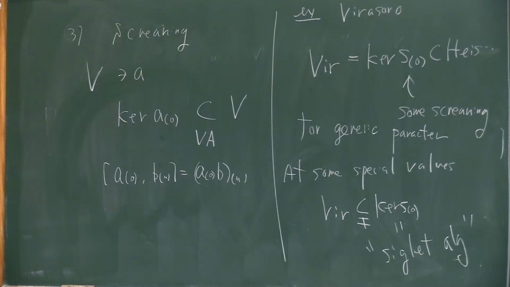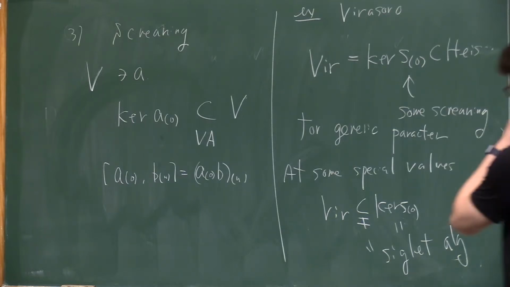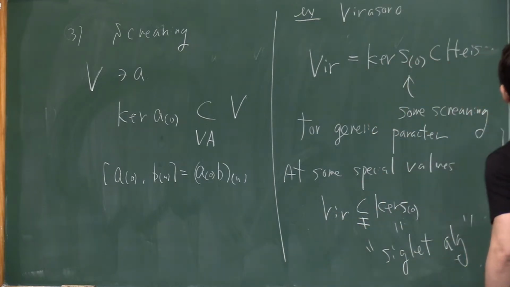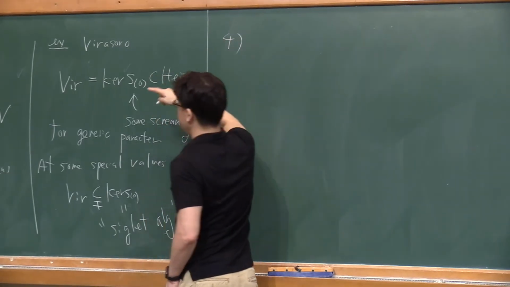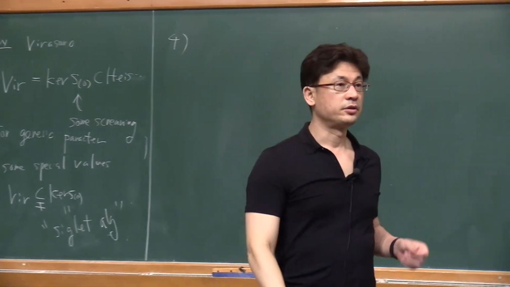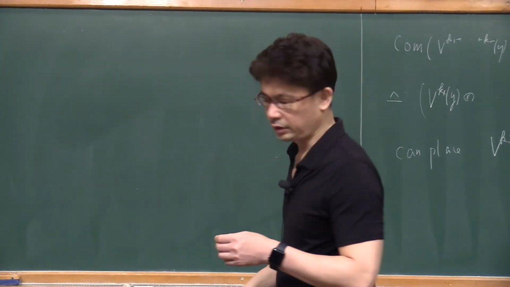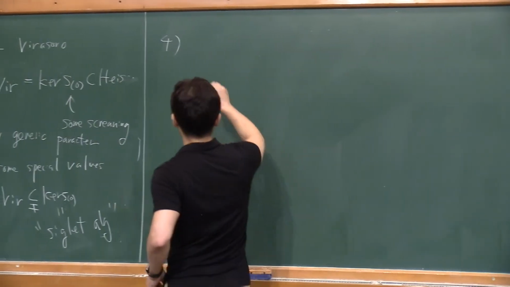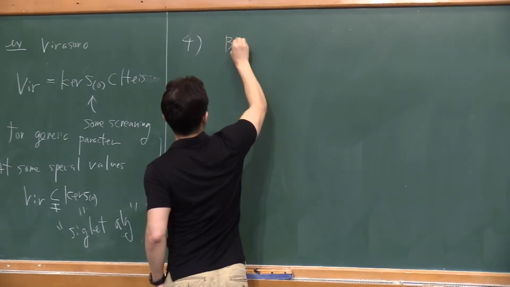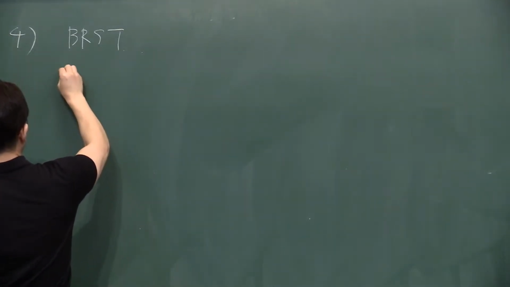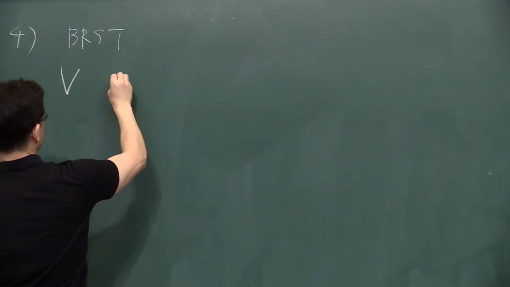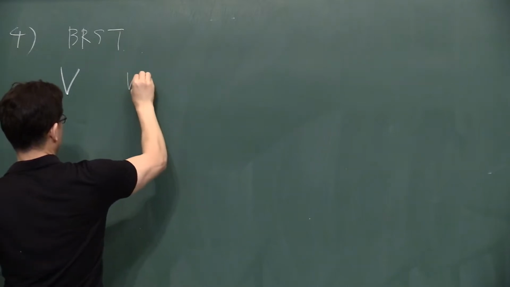So this simple construction constructs many interesting vertex algebras. And so you can modify this construction of screening as follows. It's called a Vyacheslav construction. So you do the same, but this time you assume that V is a vertex superalgebra.